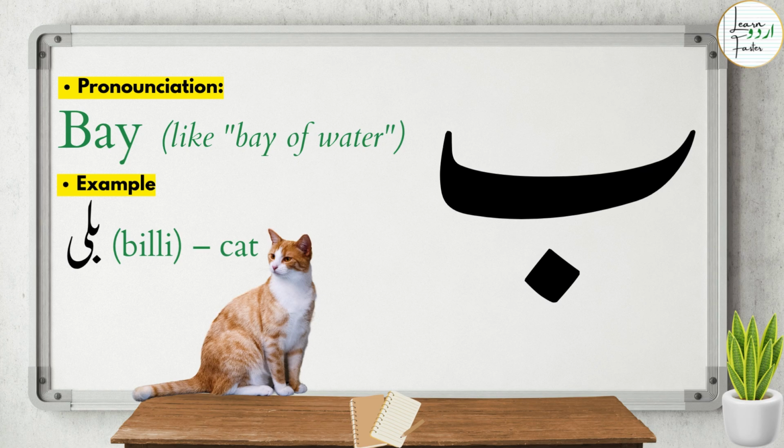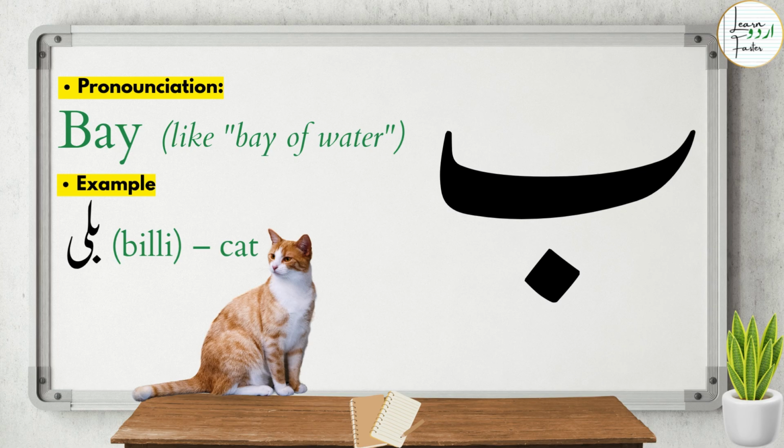Bay. You can pronounce it like you say bay of water. So this is bay. Repeat after me. Bay. There are many words in Urdu that start with each alphabet, but here for every alphabet, I just use one single example just to make you familiar with the alphabet along with its word example. So here is bay, bay for billy, cat.